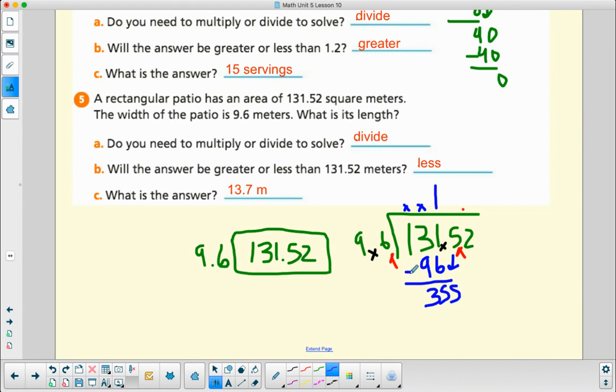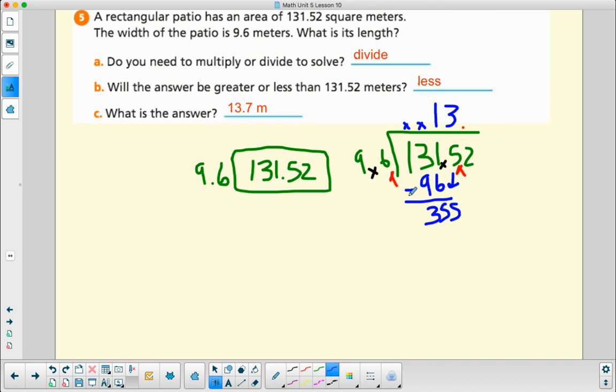How many 96s in 355? Well, 96 is about 100. There's 3 hundreds in 355, so there's about 3 96s in 355. 3 multiplied by 96. Well, 3 multiplied by 6 is 18. 3 multiplied by 9 is 27, plus 1 is 28. I did not overestimate.